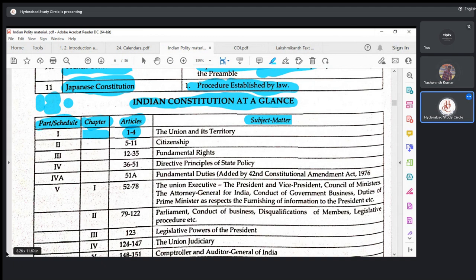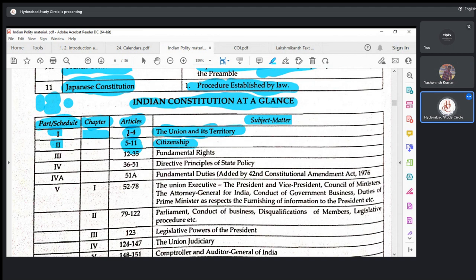Yes, sir. Okay. So part 1 is article number 1 to 4. You don't have any chapter here. What is the name of this chapter? The Union and its territory. Then part 2. What is the article? 5 to 11. What is the provision? Citizenship.